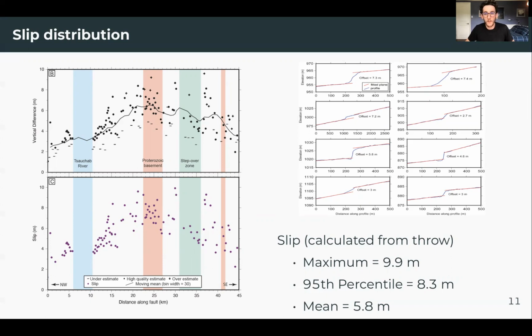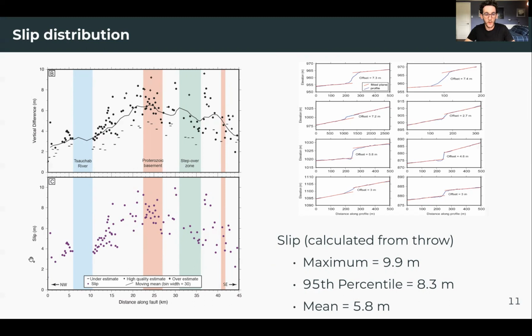which were taken as cross sections perpendicular to the fault scarp. I took a total of 160 cross sections, tried to space them about 250 meters apart down the fault, but took a lot of care to make sure that I was measuring the same surface on either side. If the angles of the landscape differed too much between the hanging wall and the footwall, then those cross sections were excluded. This is what these underestimates and overestimates represent.